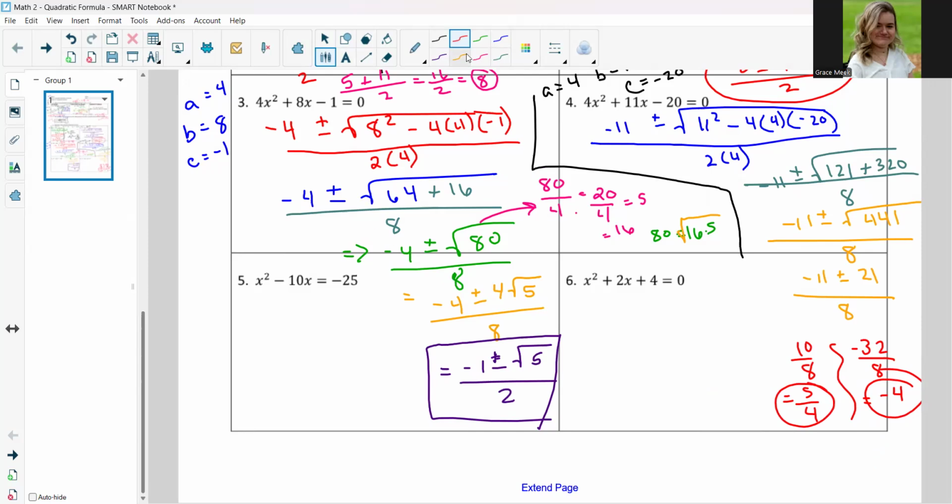Again, if you are able to use Desmos to check your work, because a lot of the time little mistakes can be made. It happens to everybody, even the teachers. So you just got to make sure your work is accurate.